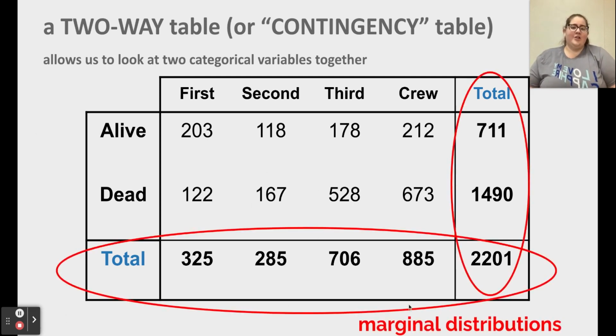One little vocabulary extra. If you ever see something referred to as the marginal distributions, it's basically referring to the totals. So if I wanted the marginal distribution of class status or passenger status, I would be looking at the totals within each of first, second, third, and crew. If I wanted the marginal distribution for whether or not they died, I would look at the totals for alive and dead.